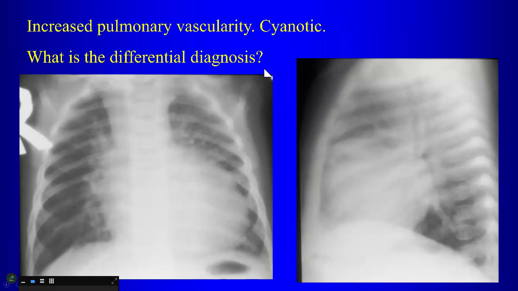All right? So now, what category are we in? Now we're in the category of right to left admixture lesions. There's shunting in both directions, left to right and right to left. It's the left to right shunting that gives you the increased pulmonary vascularity. It's the right to left shunting that gives you the cyanosis. So these are admixture lesions with bidirectional shunting.